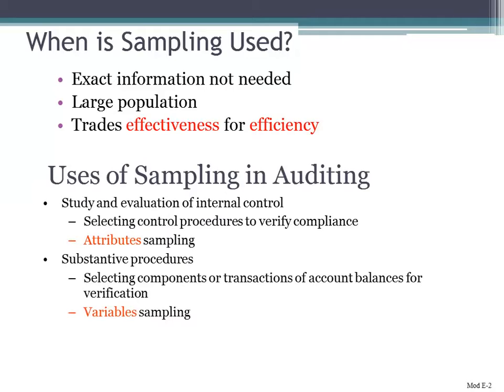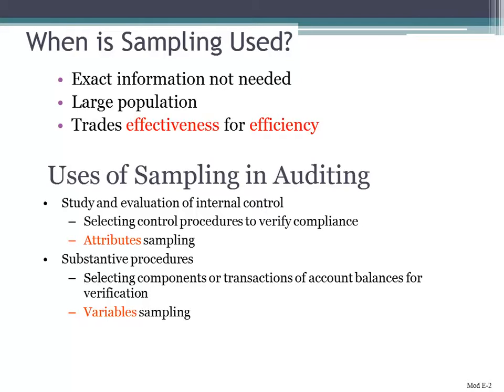All right, so when is sampling used? Obviously we know that as auditors we cannot look at 100% of the items, and so we have to make a sample selection. We have to select items that we want to look at. There are numerous ways that you can do that, but you want to perform that sampling selection so that the sample is representative of the population.